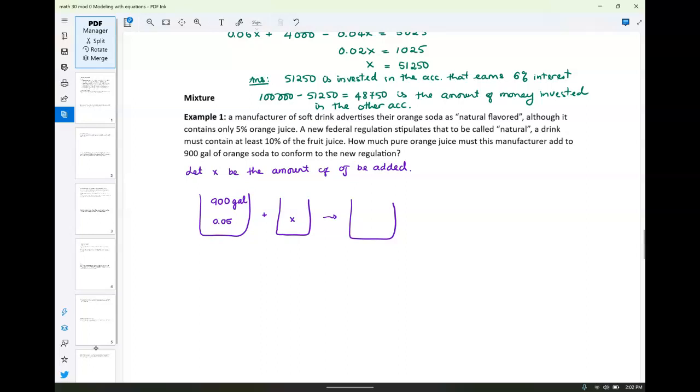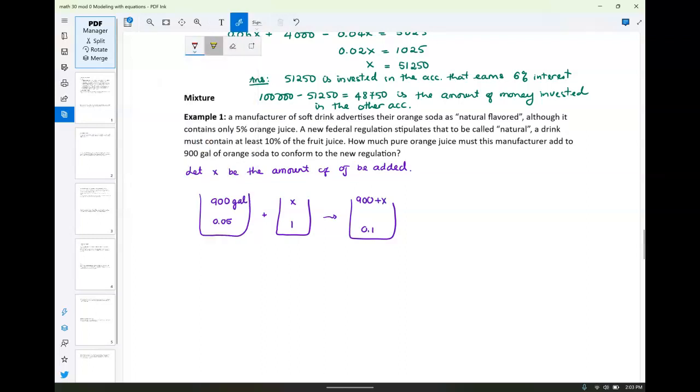Since we add X amount of orange juice, which is 100% orange juice, the new mixture has 10% orange juice. So when we add the orange juice into 900 gallons, the end mixture will be 900 plus X.